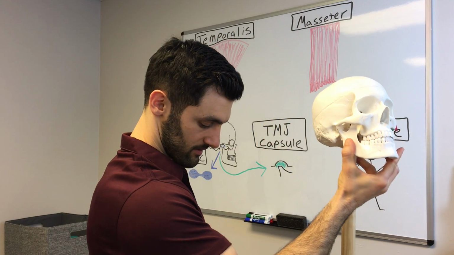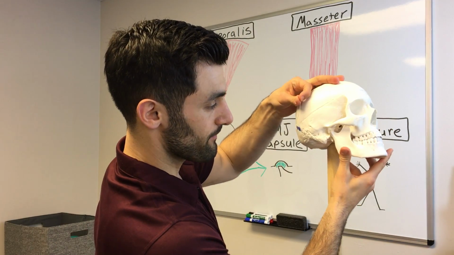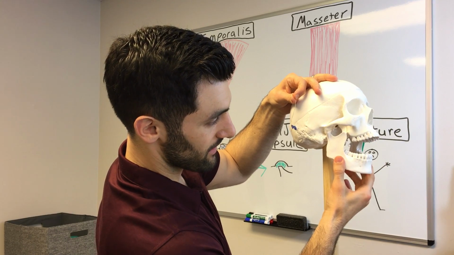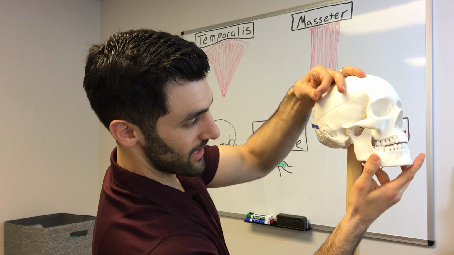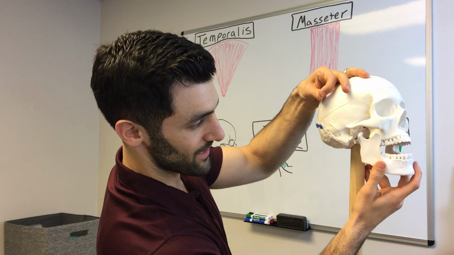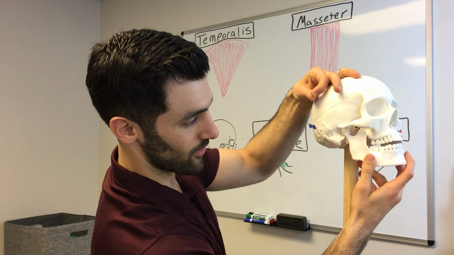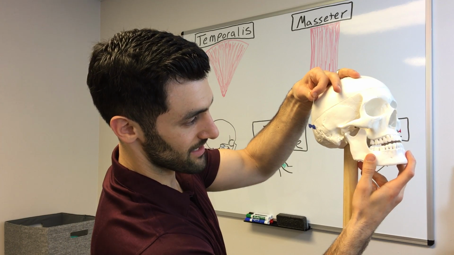So what happens is, when you open your jaw, it doesn't just go straight back, or that would look really weird if your jaw just dropped all the way back like that. So as it opens, it also slides forward, and then it slides back. So it opens and slides forward and slides back.